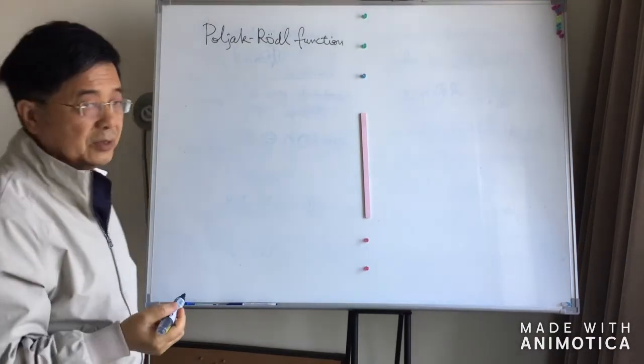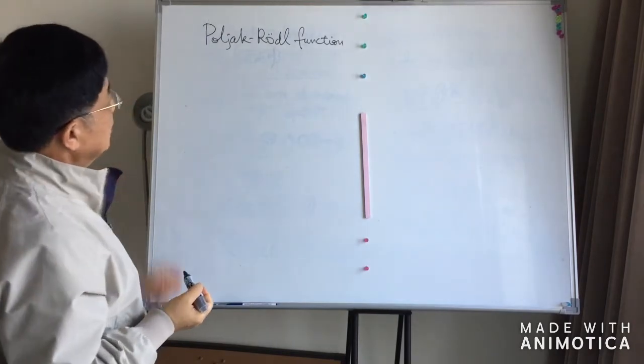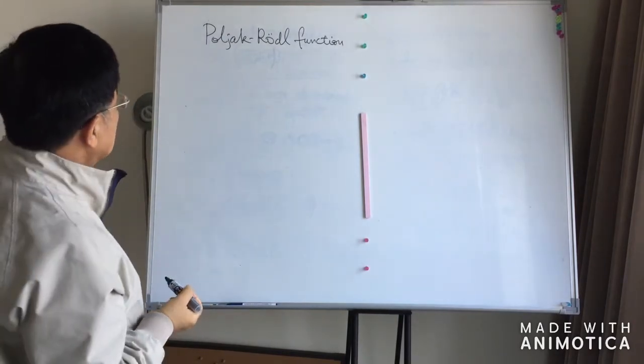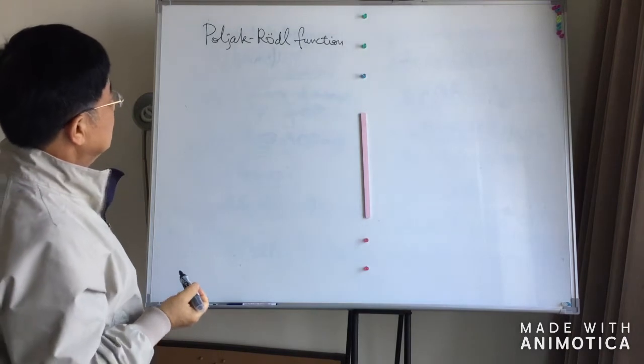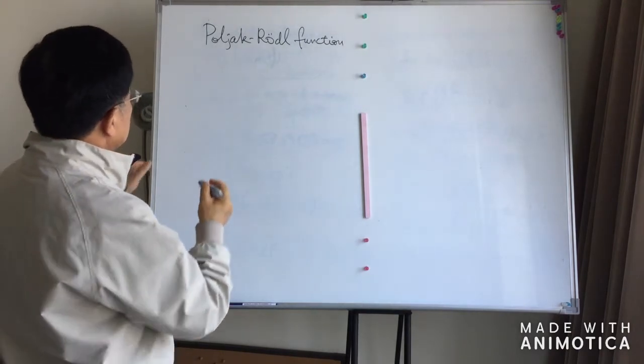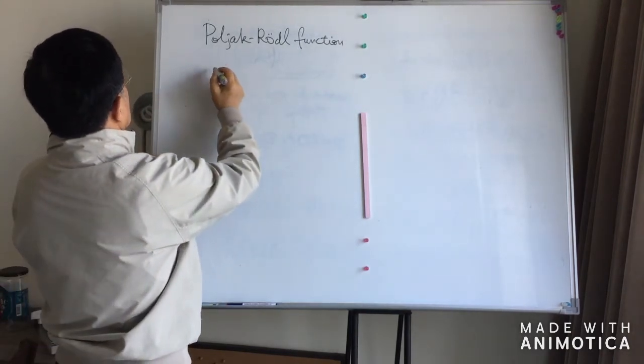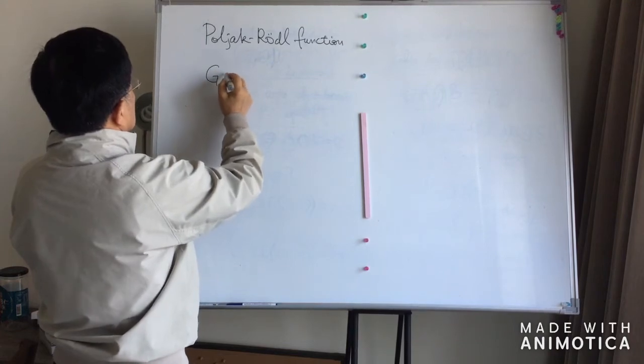Hello everyone. Today I'm going to talk about the Poljak-Rödl function. This function is motivated by Hedetniemi's conjecture, which is about the chromatic number of the product of graphs.